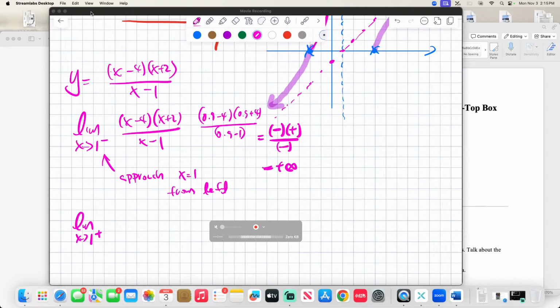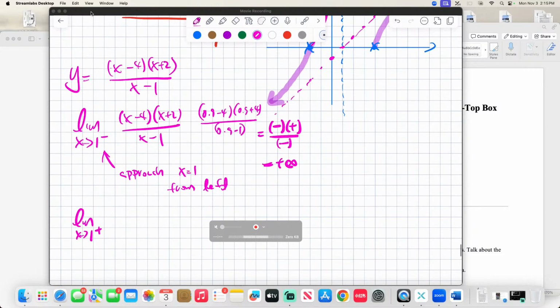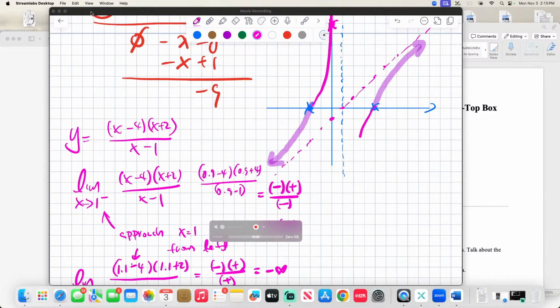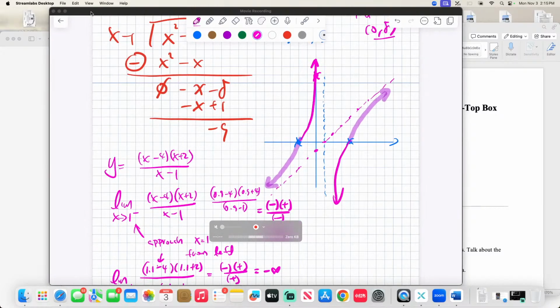So from the positive side, we're going to plug in 1.1. So it'll be 1.1 minus 4, right? 1.1 plus 2. And then 1.1 minus 1. So what sign am I getting here? Negative, right? Positive, right? And then positive. So what happened at the end? Negative infinity. So the graph is going to go down to negative infinity, like this.